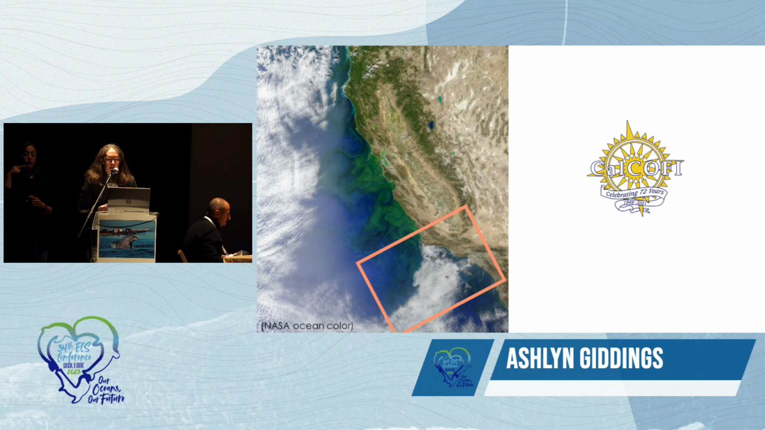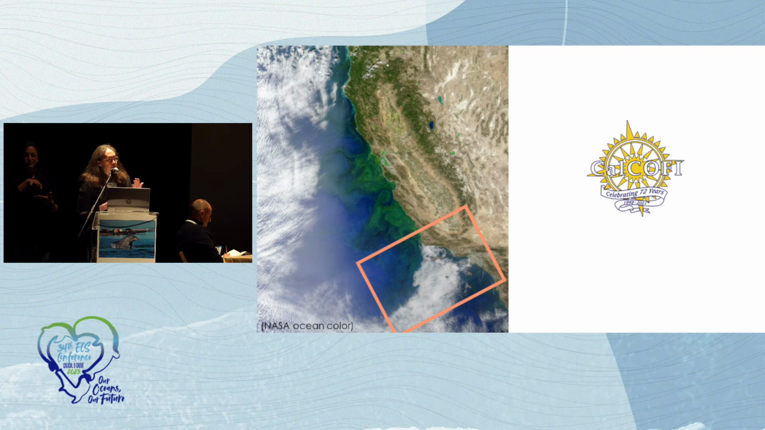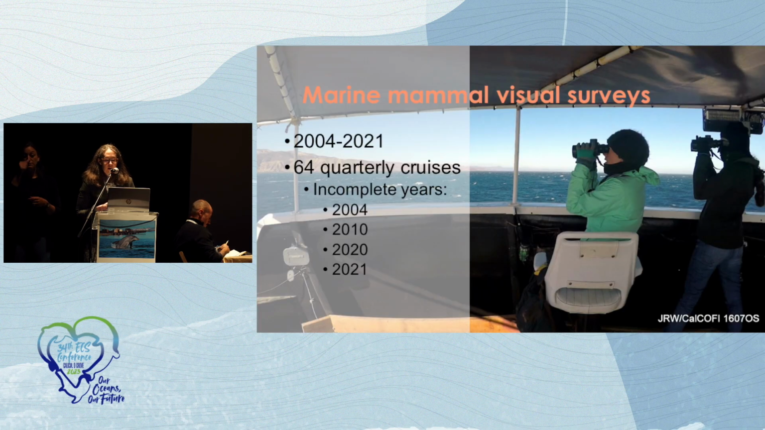For this study, I focused on this region here, the Southern California Bight. And we used data from close to 2 decades of marine mammal visual surveys that were taken as part of the CalCOFI program. For those who may be unfamiliar, this stands for the California Cooperative Oceanic Fisheries Investigations, and it's an oceanographic sampling program that goes out 4 times a year and has been running since the 1950s. So we've been doing marine mammal visual surveys on CalCOFI since 2004, and my study goes through data through 2021.